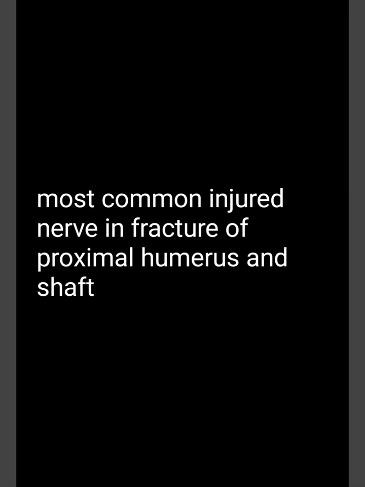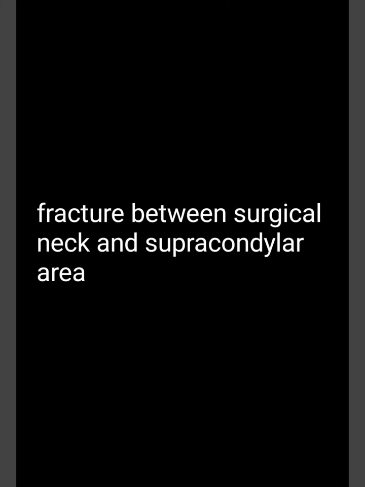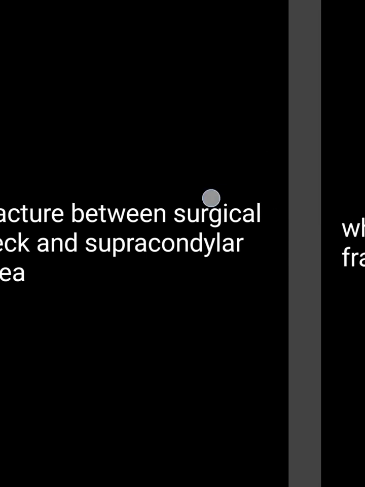Most common injured nerve in fracture of proximal humerus and shaft: proximal humerus, axillary nerve; shaft, radial nerve. Fracture of shaft of humerus: fracture between surgical neck and supracondylar area.